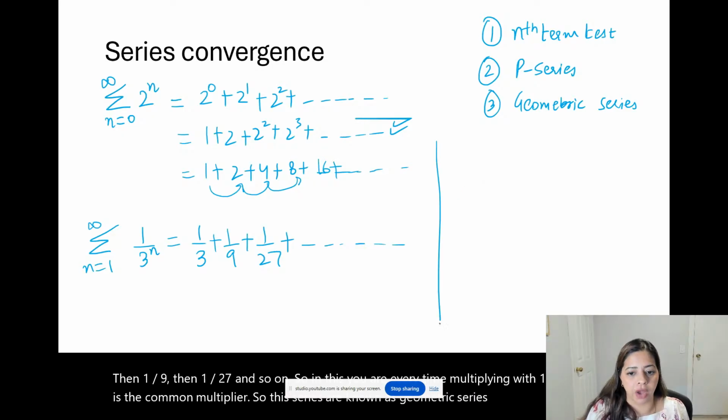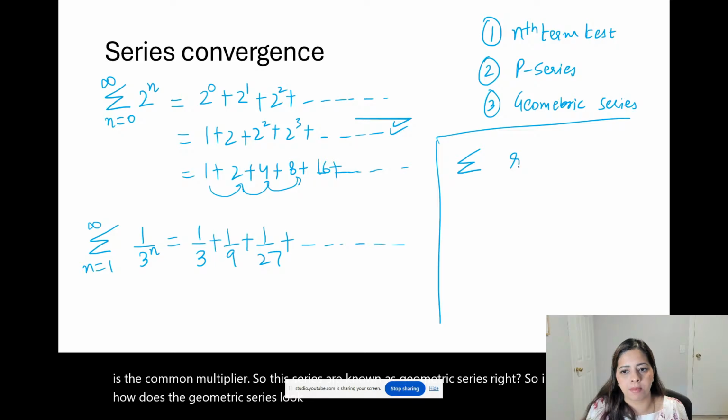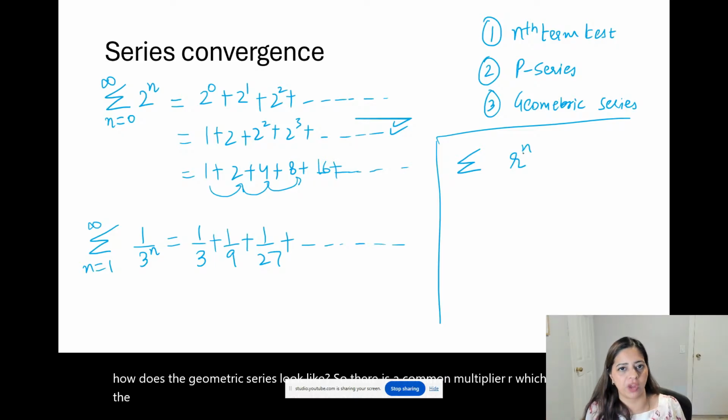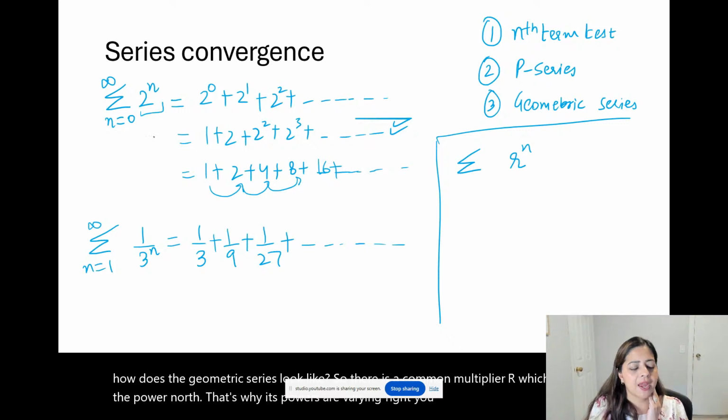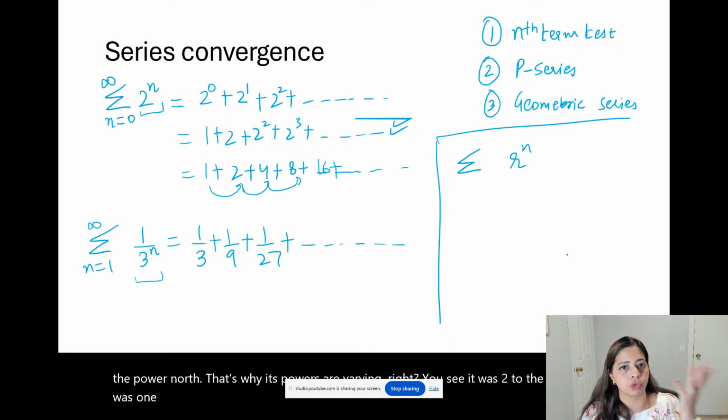So in general, what does a geometric series look like? There is a common multiplier r, which is raised to the power n. That's why its powers are varying, right? You see, it was 2 to the power n, it was 1 over 3 to the power n. So powers are varying. So it's r to the power n.